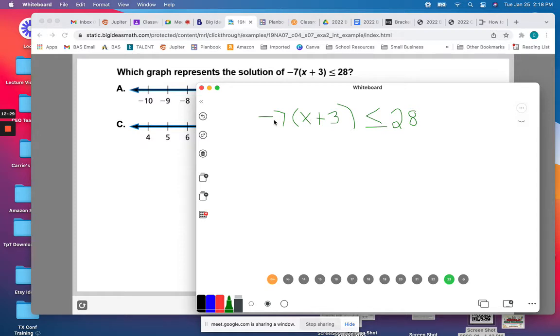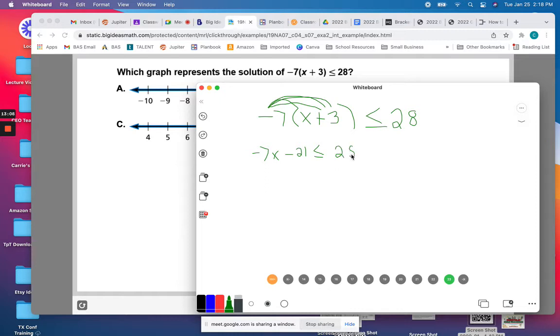Now, there's actually 2 different ways you can solve this. I'm going to show you the distributive property way first. So we would say negative 7 times x and negative 7 times 3. So what's negative 7 times x? Negative 7x. Very good. And then what's negative 7 times positive 3? Multiply, because we're doing distributive property here. Negative 21. Very good.